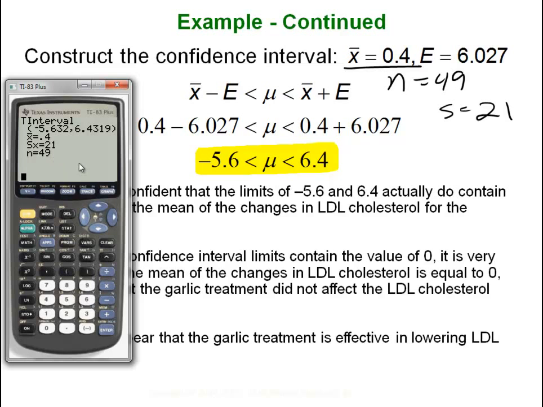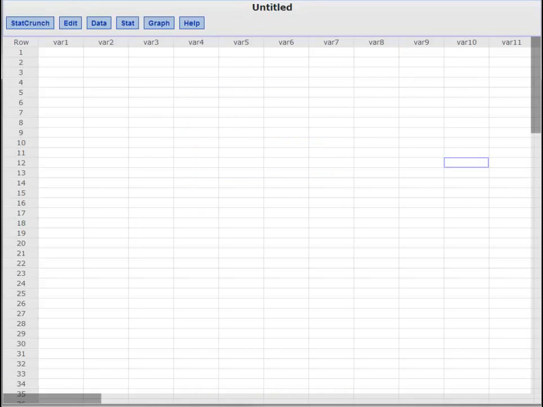And if we wanted to figure out E, we could do the difference between those two, divide by 2. If we wanted to find our X bar again, we could take the average, but we already have that right there. Okay, so that's in the calculator. Very simple, easy. What about if we want to do it in StatCrunch?